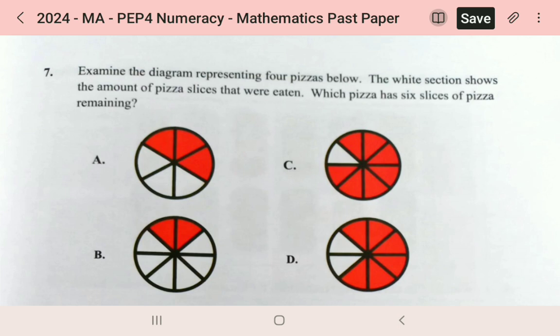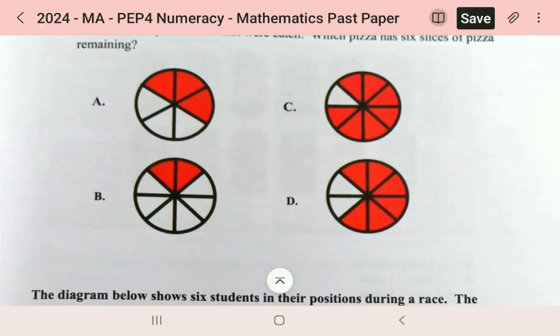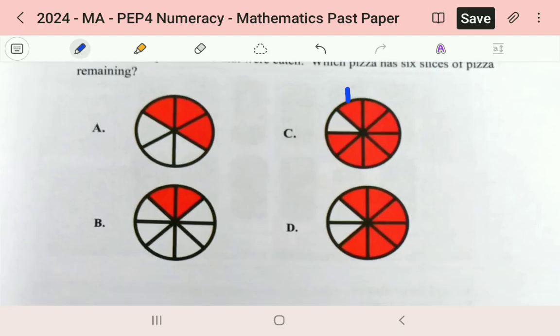Which pizza has 6 slices of pizza remaining? So you remember that the white is what is taken out, so you're looking for the red now to determine how many slices are remaining or how many slices are left. You're looking for 6 slices. All right, let's count them. So 1, 2, 3, 4, 5, 6, can't be C. We didn't count A and B because that's clear. You see that those can't be 6. 1, 2, 3, 4, 5, 6. It's D.